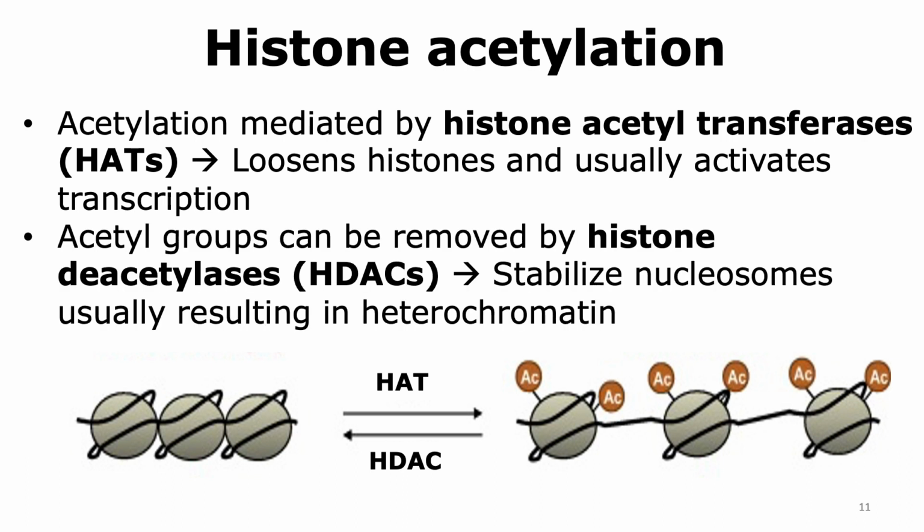These acetyl groups can be removed by histone deacetylases, also called HDACs, and the removal of the acetyl groups stabilizes the nucleosomes so that they can interact with each other quite strongly, as shown in the figure to the left, and this results in heterochromatin, and thus the genes are not accessible anymore.